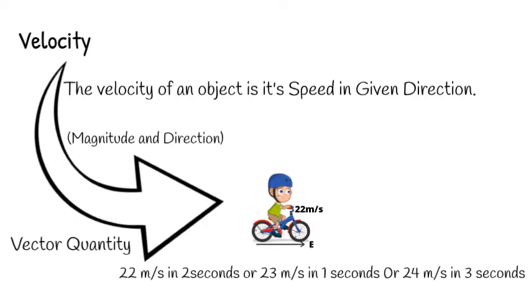And if the velocity of the bicycle changes with time, then we say that there is acceleration. For example, the velocity is 22 meters per second, then 23 meters per second in 1 second, or 24 meters per second in 3 seconds. Velocity may increase or decrease.